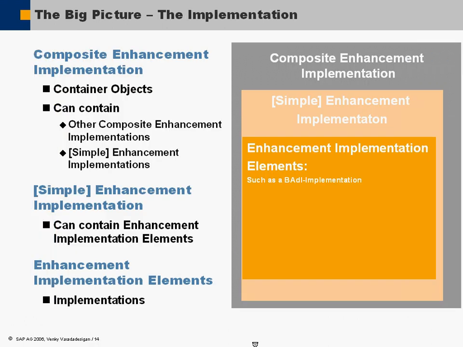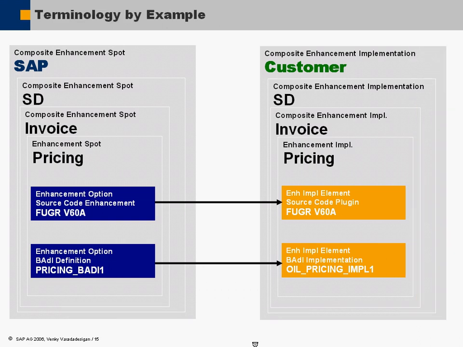And talking about implementation, you have composite enhancement implementation, and under that, simple enhancement implementations. The simple enhancement implementation can have one or more implementation elements. The elements could be something like implementing a body. Of course, since we are still talking about theory, it'll be a little hazy, and probably you are still imagining in thin air. Once we take a look at how these technologies are actually implemented, then it'll be very clear for you.